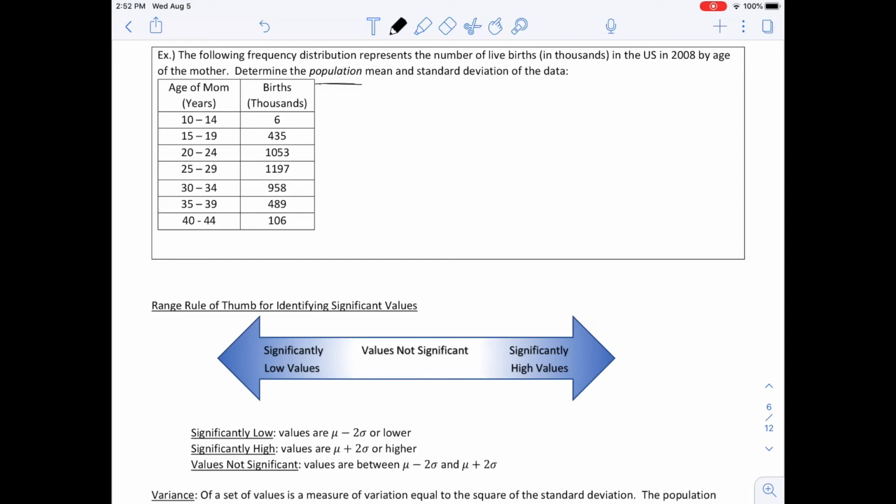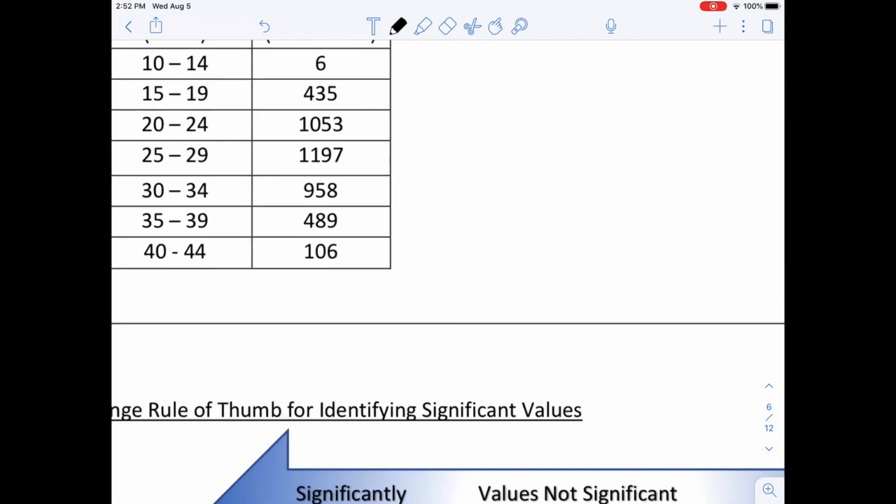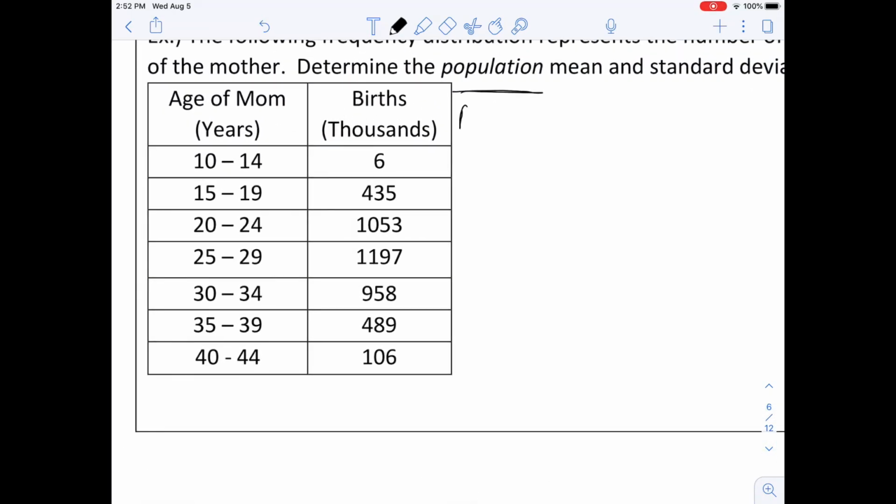Since we're dealing with grouped data, we will need to calculate those midpoints. Again, a midpoint is found by adding the lower and the upper bounds for your class and then dividing by 2. So the first midpoint that we have, we are going to add 10 and 14 together and divide by 2, and we get 12. So go ahead and see if you can calculate the remaining midpoints for this data set. So you should have the following midpoints, and these midpoints need to be entered in on our calculator.